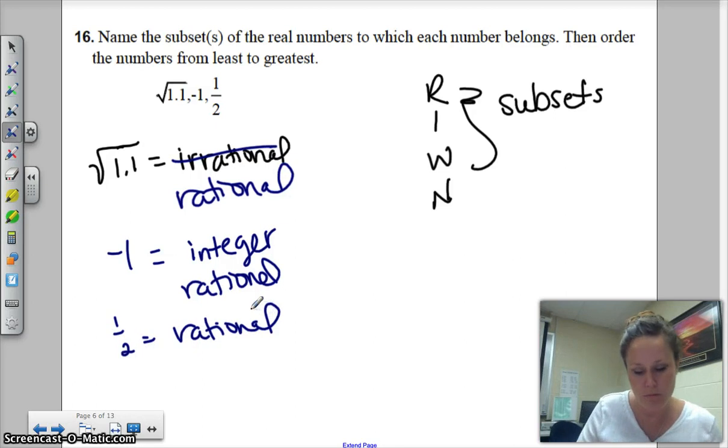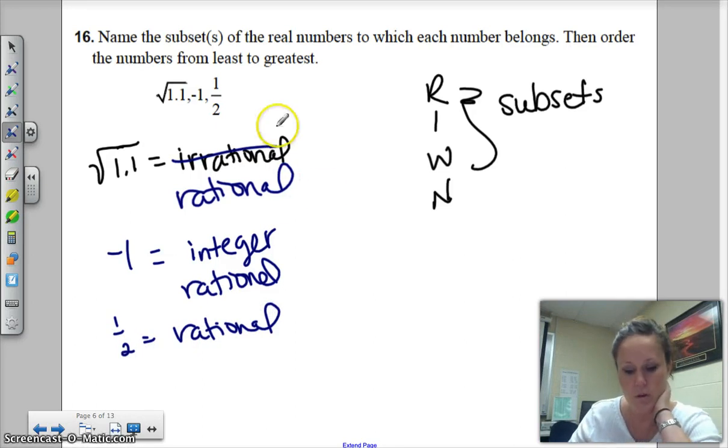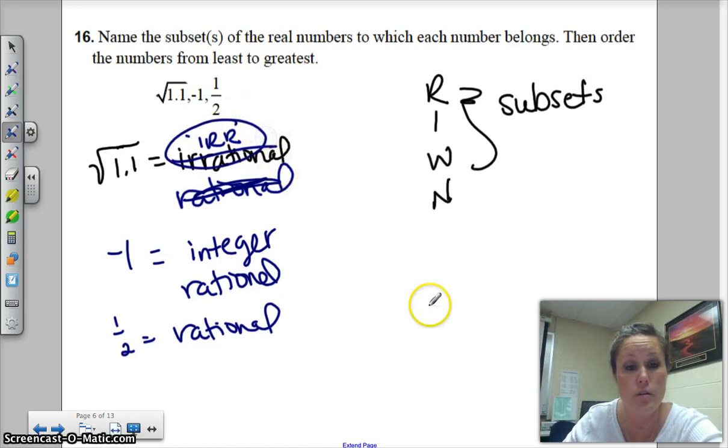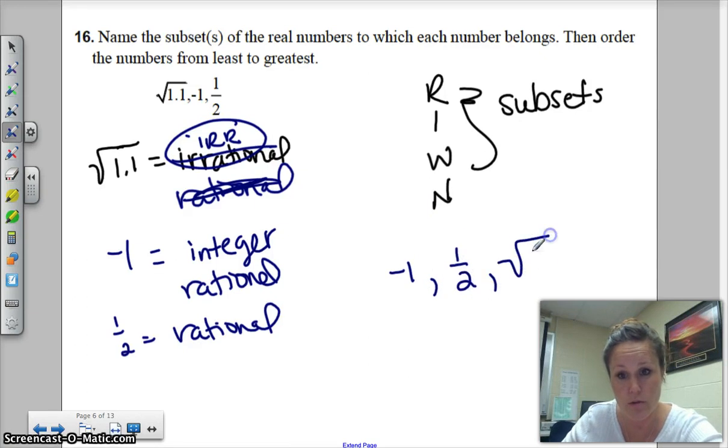All right, now let's put them in order. Let me see what my square root of 1.1 was again. 1.04. Yeah, I think it's irrational. I don't know. Somebody look it up and tell me what you actually get, because I can go either way on this one. All right, so the order is -1, then 1/2, then the square root of 1.1, from least to greatest.